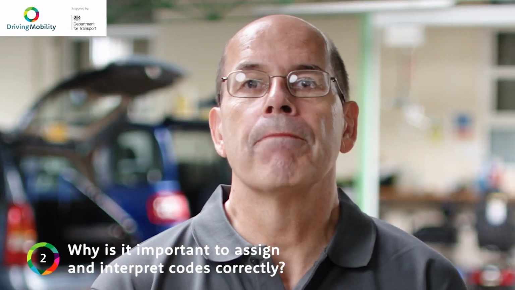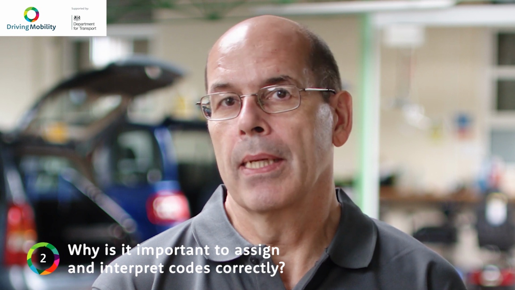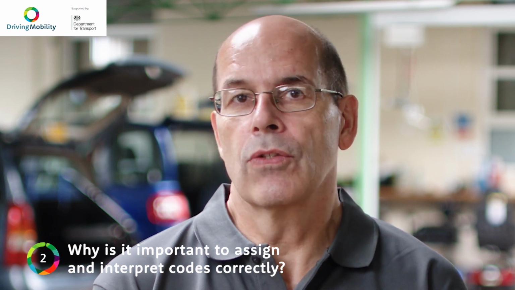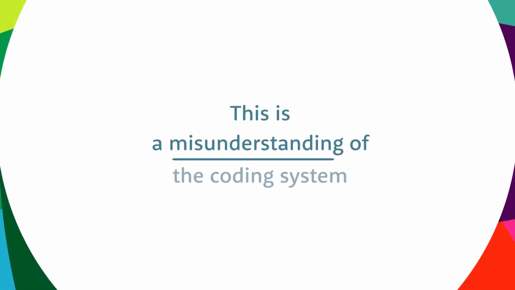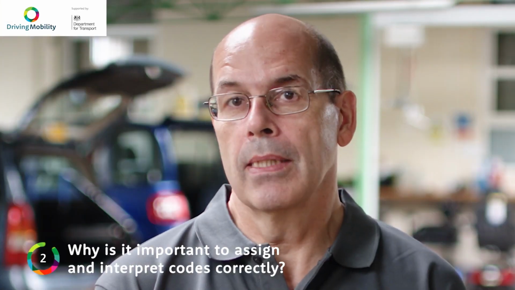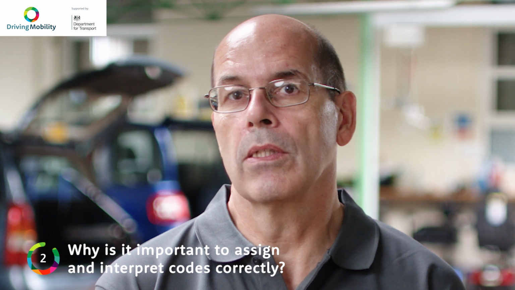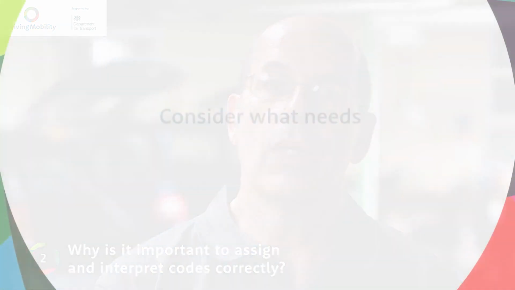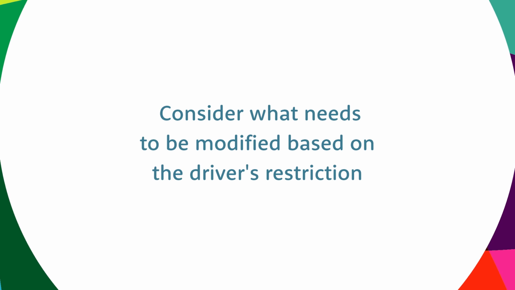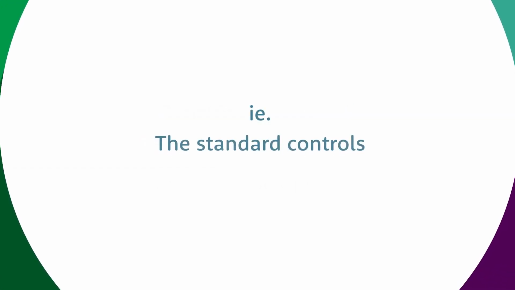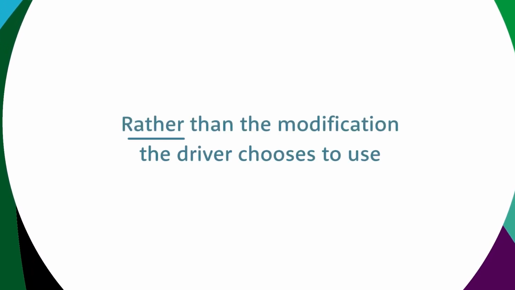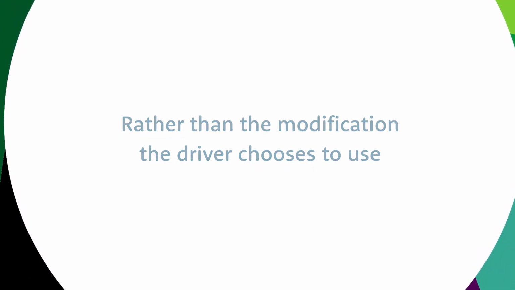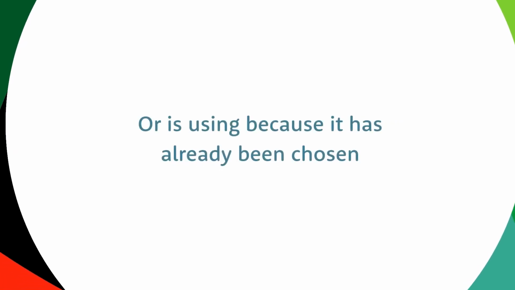It's been said that an assessor or examiner can only code for what they've seen the driver demonstrate through an assessment or driving test. This is a misunderstanding of the coding system. A driving licence restriction code means that the driver must use the control measure that the code refers to. Therefore, consider what needs to be modified because of the driver's physical restriction, the standard controls that can't be operated, rather than the modification that the driver chooses to use or is using because a specific adaptation has been chosen.